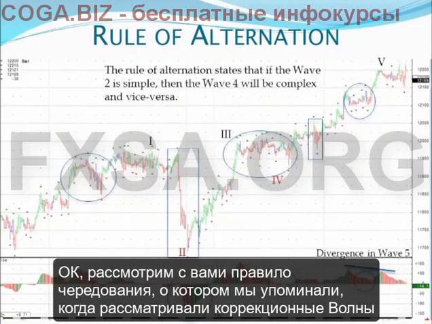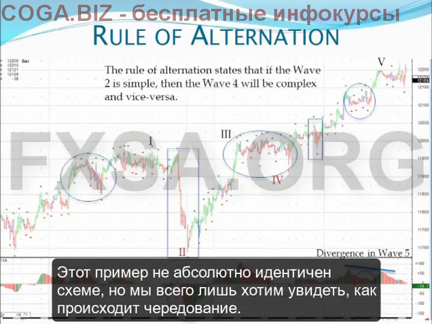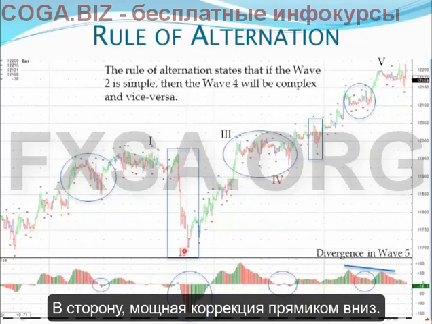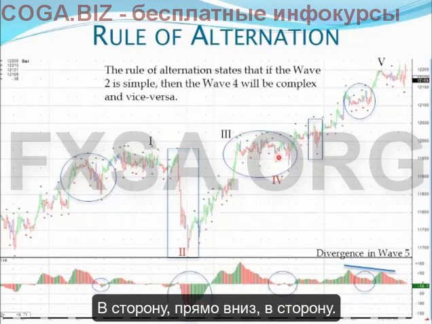Okay, we're going to take one look at that rule of alternation that we briefly mentioned in the correction part about wave 2s and wave 4s. And this is an example. They're not identical, but what you want to see is typically we see the alternation happen from one to the next. Now here we have a correction that pulls back straight down, sideways, strong correction straight down, sideways, straight down, sideways.